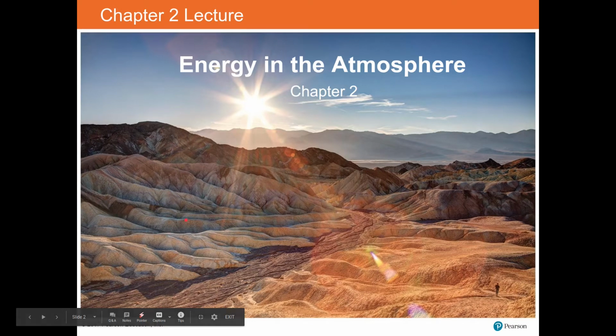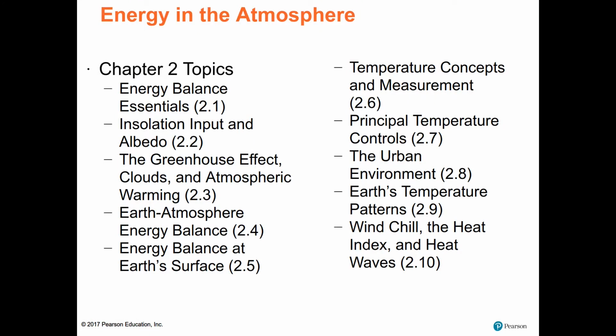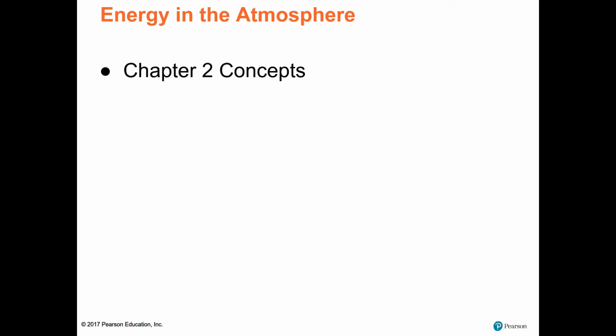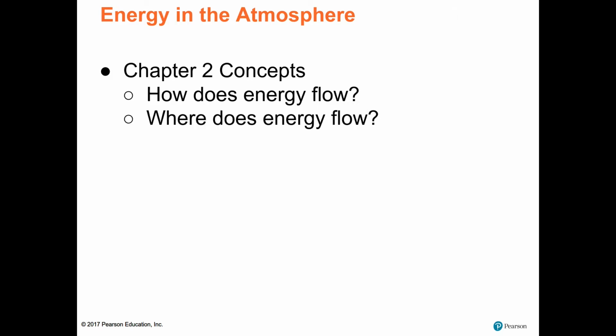This is Death Valley. I chose Death Valley because it's hot. Here's the topics for the modules. I'm going to ignore those and say, here's what we're going to talk about. How does energy flow? How does energy move around? I mean, it comes from the sun, comes into Earth, but it doesn't just sit where it lands. So how does energy actually move around? Where does energy go? So now we're talking about spatial patterns of energy flow.